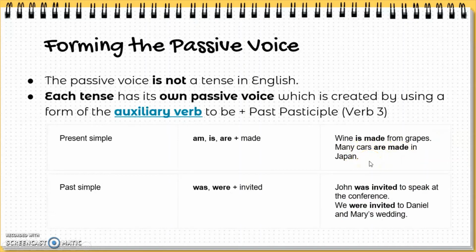And in past simple, we have the same auxiliary verb, but in this case it's was and were because it's in past. Was for I, he, she, it, and were for you, we, and they. In this case, we're going to use the verb invited. John was invited to speak at the conference, and we were invited to Daniel's and Mary's wedding. Remember, present and past.